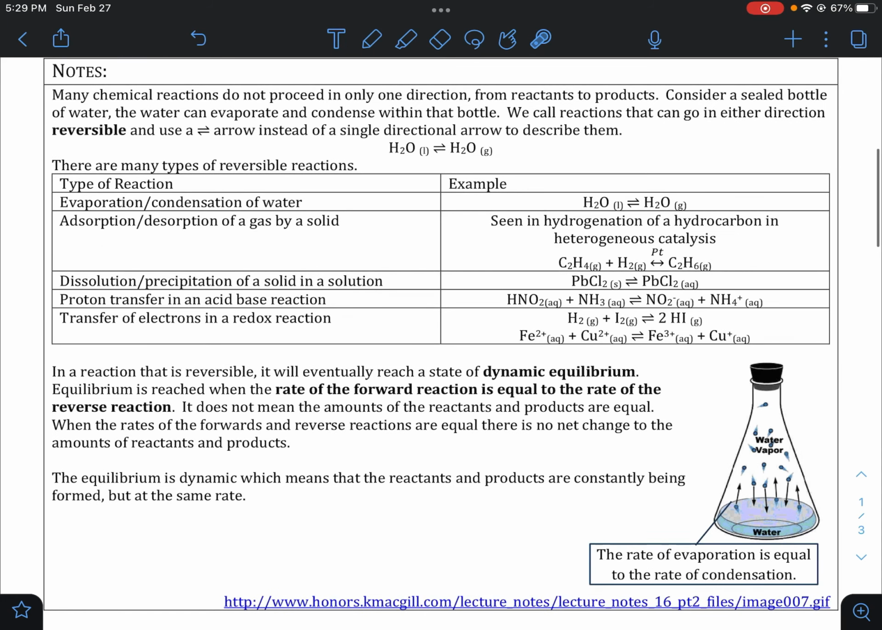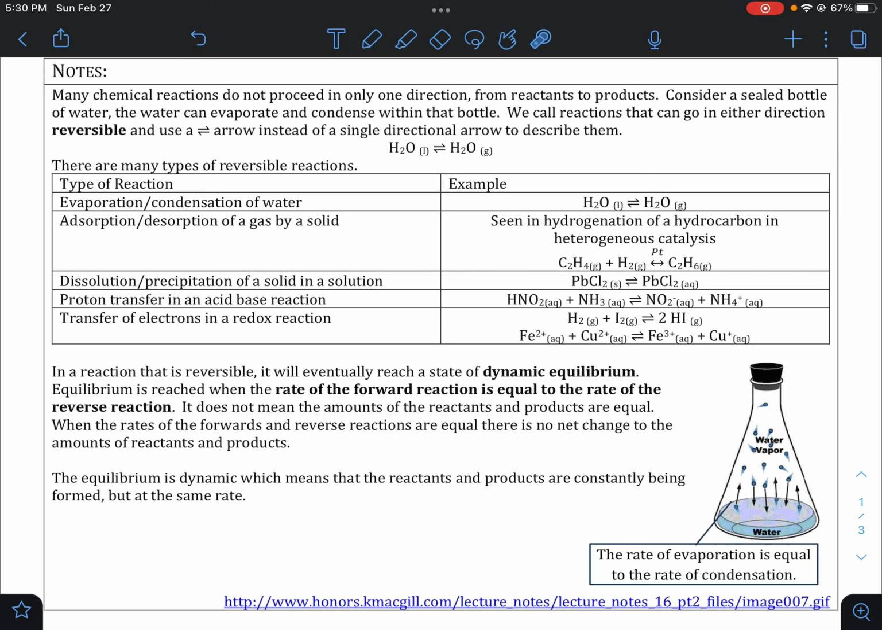What I want to point out here is, again, with equilibrium, it's a double-sided arrow. You can see it like this with the two arrows, or with the one arrow with the two heads. Both of those mean the same thing: the reaction is reversible. We can go from liquid to gas or gas to liquid, and again, they're occurring at the same rate.